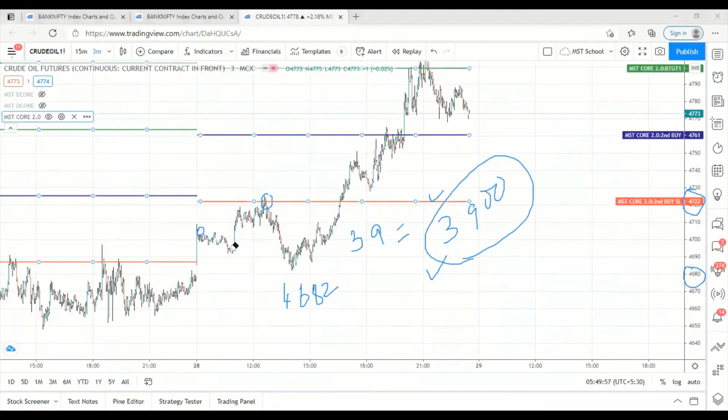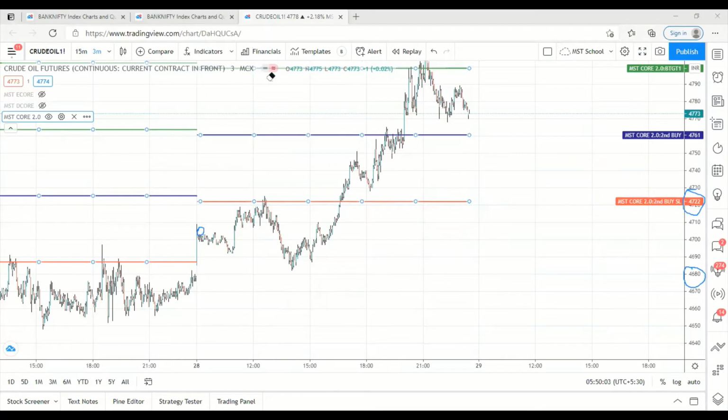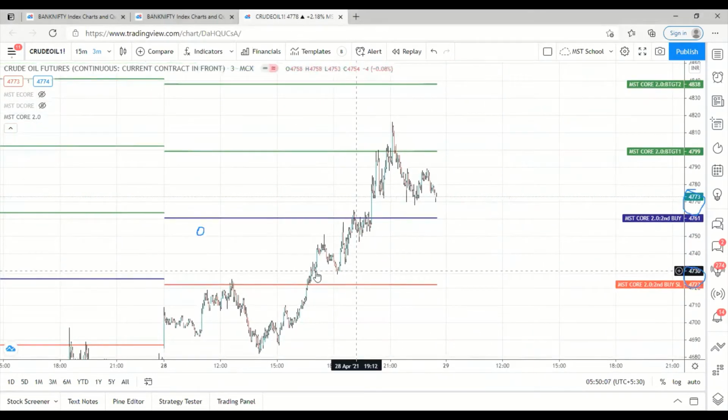It is very simple. I'm going very slowly. So this is in case the SL is hit. Yesterday SL did not hit, our target hit. Suppose if SL hit, what do we have to do? See here, our entry is at 4761 and our target is 4799. So exactly our target hit.